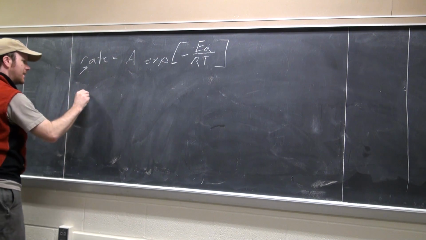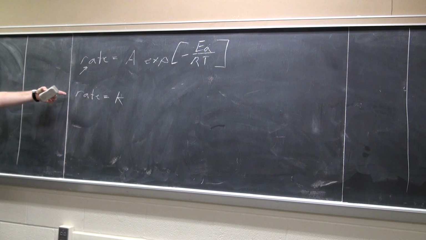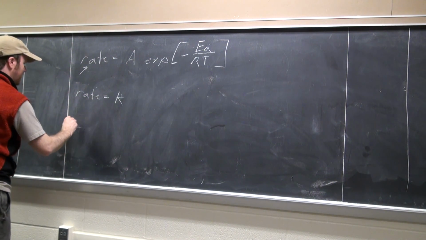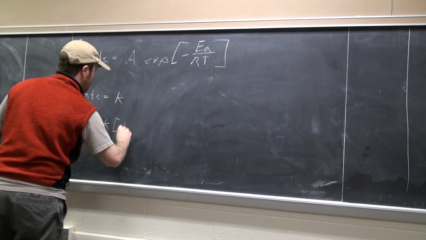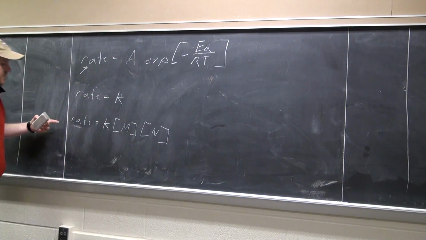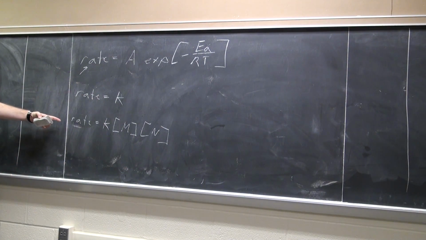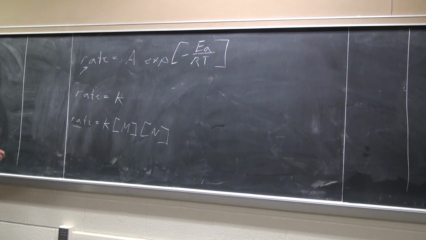So rate equals K. What order reaction is this? 0. That's a good answer, nice and loud. Rate equals K, concentration of M times the concentration of N. What order is this? Second, good, right? We just add up the exponents, and you know how you know about that.